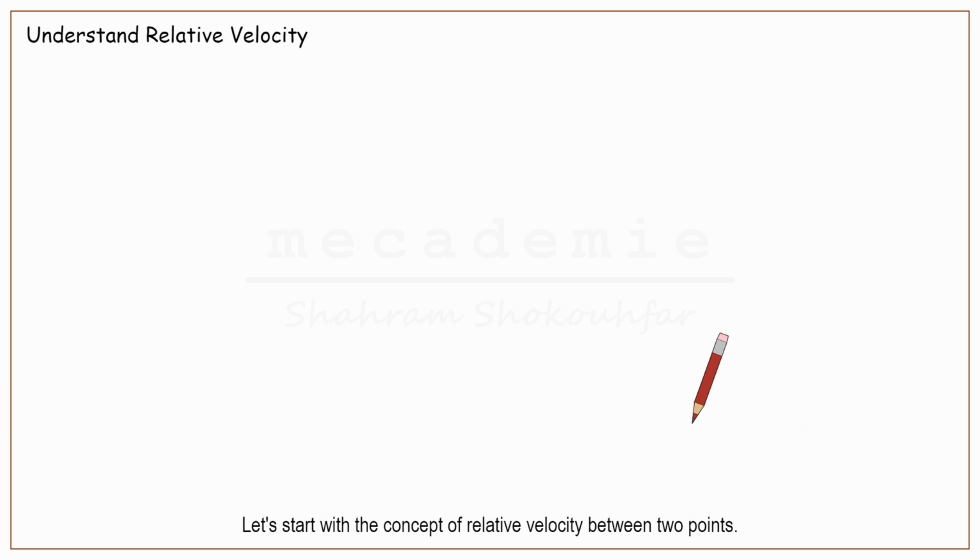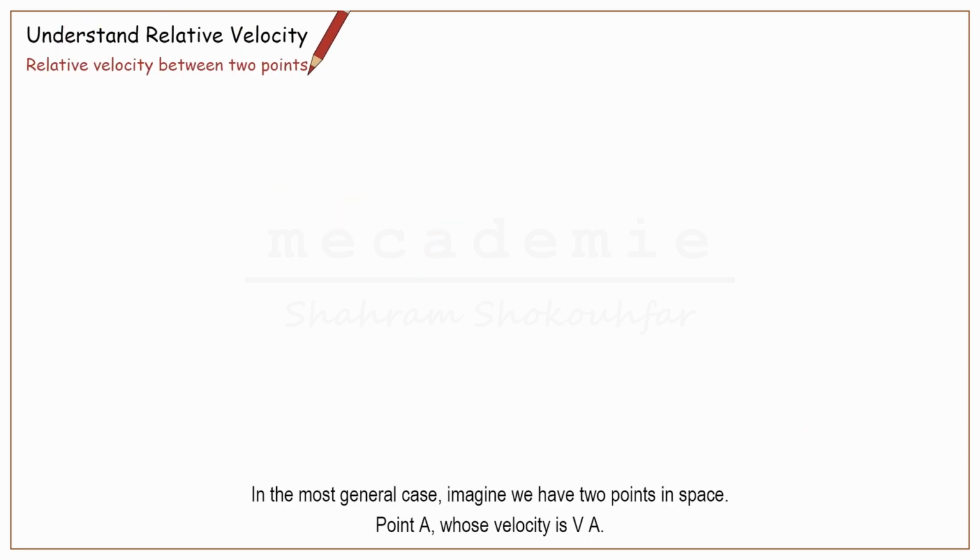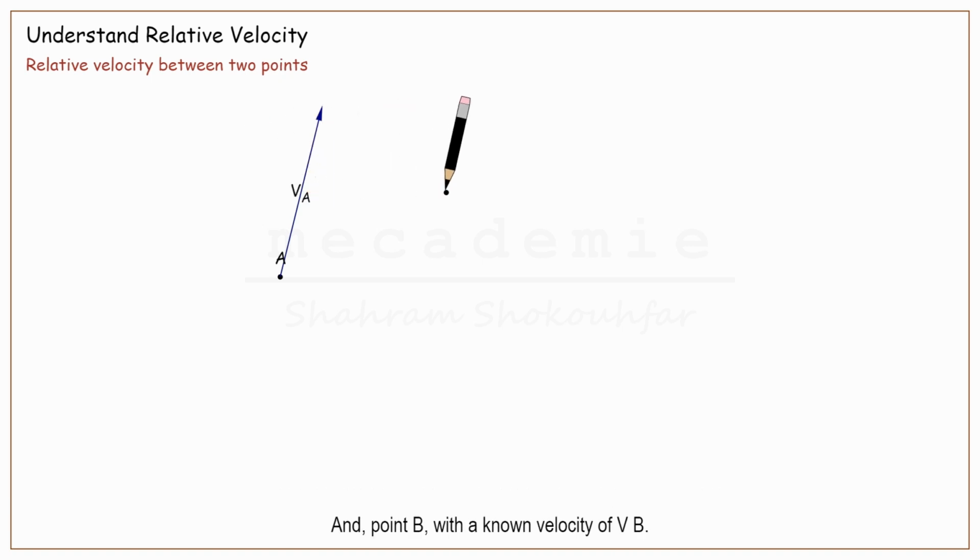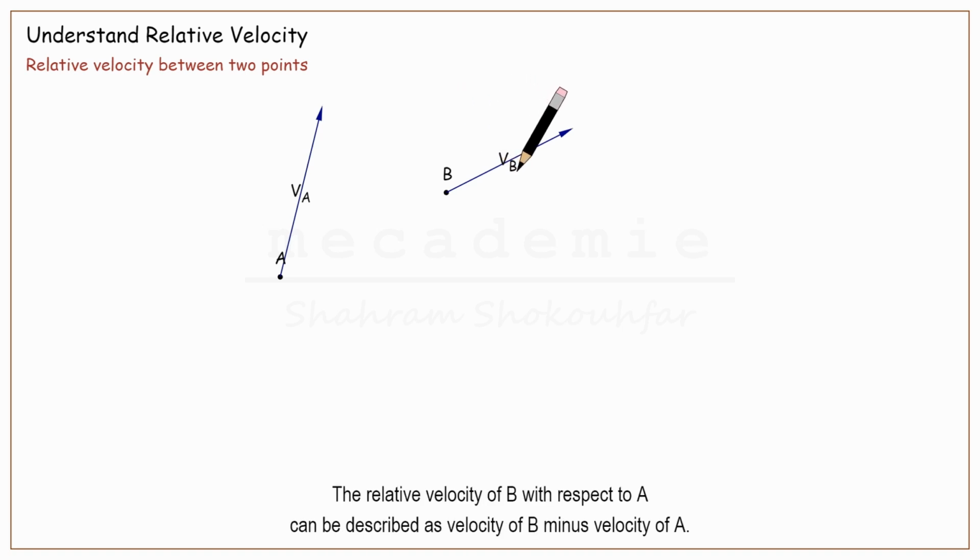Let's start with the concept of relative velocity between 2 points. In the most general case, imagine we have 2 points in space, point A, whose velocity is VA, and point B with a known velocity of VB. The relative velocity of B with respect to A can be described as velocity of B minus velocity of A.